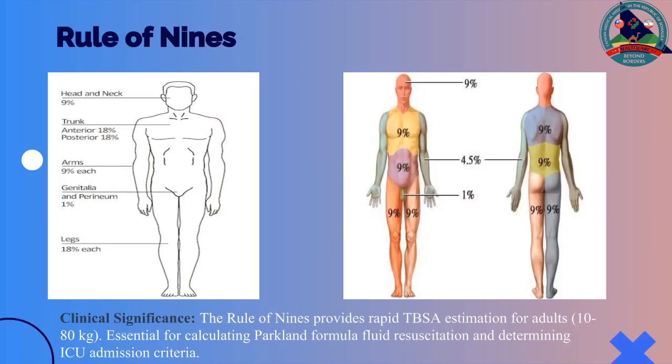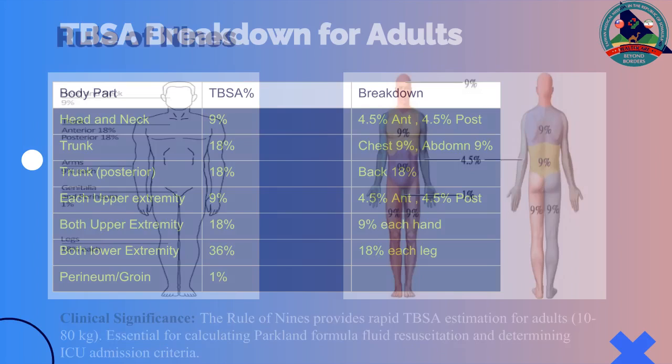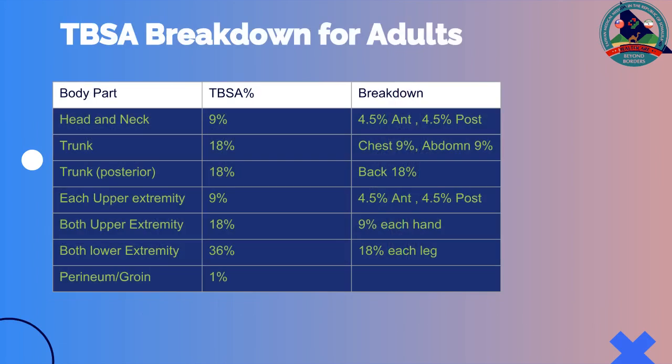Now let's talk about the rule of nines. This method is used to estimate the total body surface area burned. Each major body region is assigned a percentage value. For example, the head and neck are 9%, each arm is 9%, the anterior and posterior trunk are 18% each, and each leg is 18%. This quick estimation is very important because it guides fluid resuscitation using the Parkland formula and helps determine whether a patient needs ICU admission. Here is the TBSA breakdown for adults.